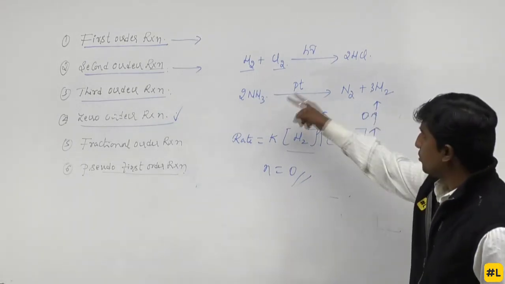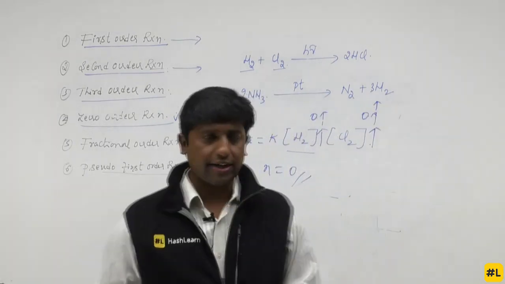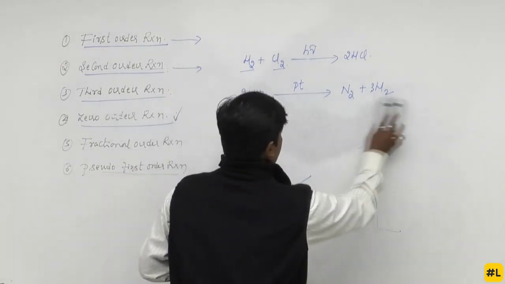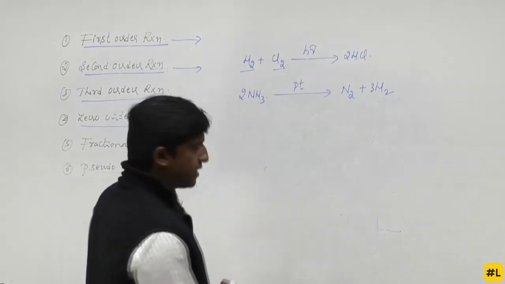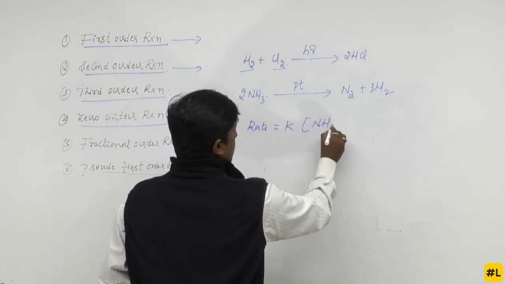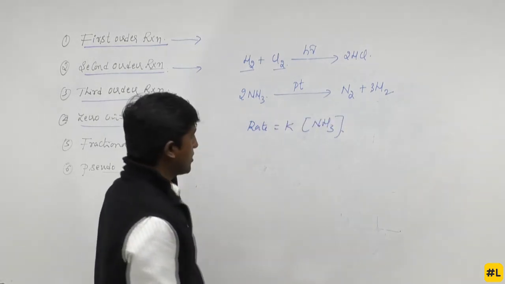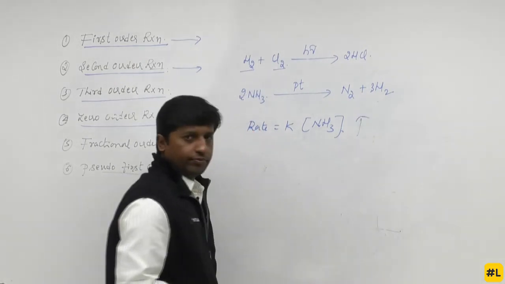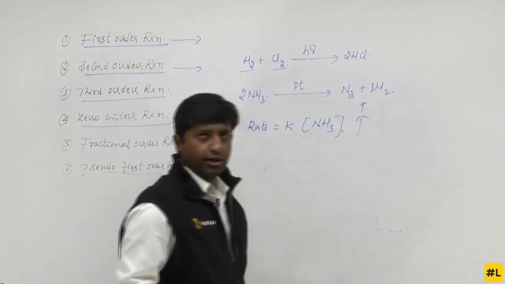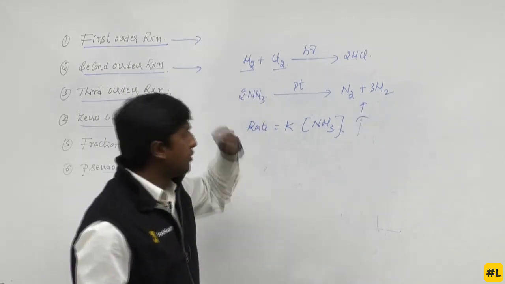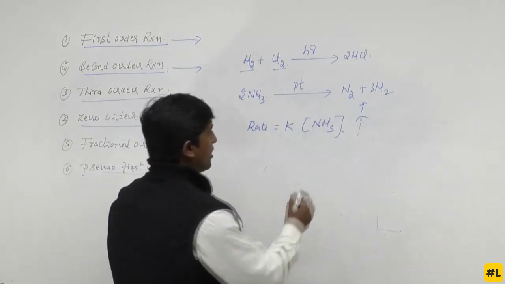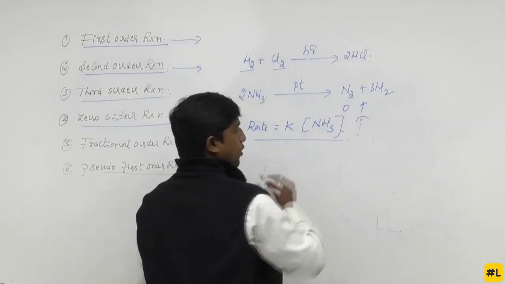Here also, in the decomposition of ammonia to give nitrogen and hydrogen, let us write the rate equation for this. Rate will be equal to K into concentration of ammonia. When the concentration of ammonia is increased by 1 time, there is no change in the rate of reaction. Again, you increase it by 1 more time, there is no change. You increase the concentration of ammonia by how many times you want, there is no change in the rate of reaction. Hence, the order of the reaction with respect to ammonia is 0.